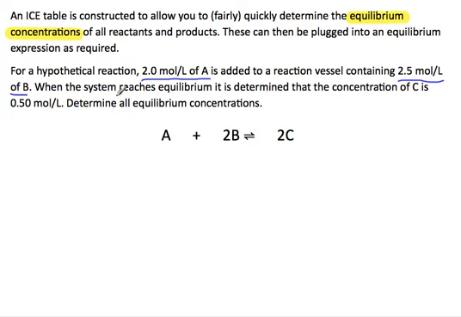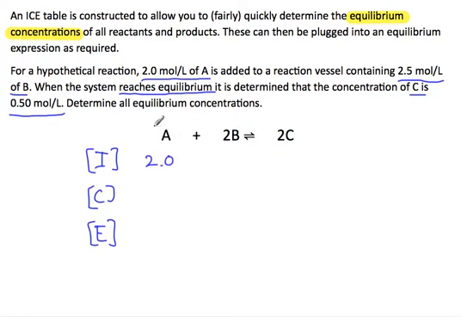And as it says here, when the system reaches equilibrium, the concentration of C is 0.50 moles per liter. So we do have one equilibrium concentration, but we need all equilibrium concentrations. So we construct an ICE table. An ICE table basically stands for initial concentrations, the change in concentration, and the equilibrium concentration. And so we can start filling in this table because we have some information. 2.0 moles of A initially, so 2.0 moles per liter. 2.5 moles per liter of B initially.